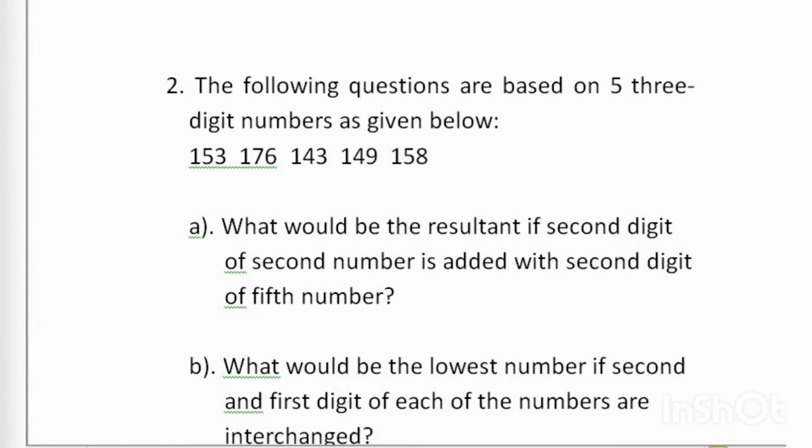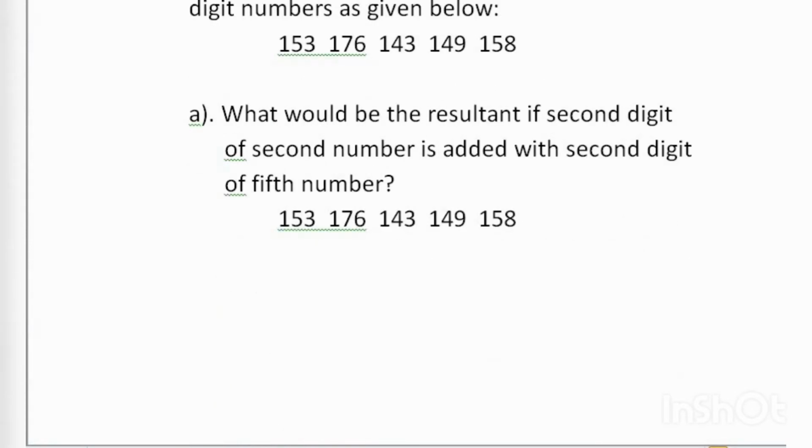This is the second workout question. First question, what would be the resultant if the second digit of the second number is added with the second digit of the fifth number? So which is the second number? 176 and its second digit is 7. So what happens when 7 is added with the second digit of the fifth number? Fifth number is 158 and its second digit is 5. So what is the answer? 7 plus 5 is equal to 12.